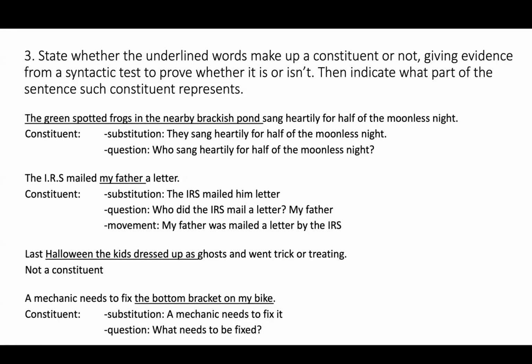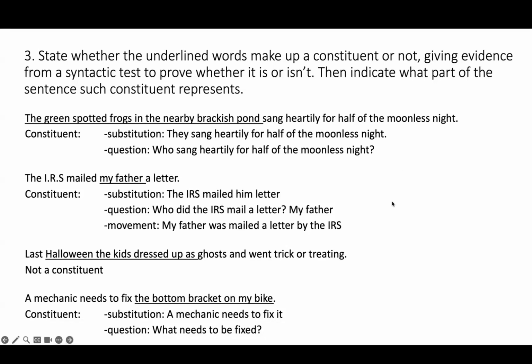We use the substitution. We use the pronoun they, because this is in the subject position. It's functioning as a subject. The green spotted frogs in the nearby brackish pond is wholly functioning as a subject. So we need a subject pronoun or a personal pronoun to substitute it. They sang heartily for half of the moonless night.